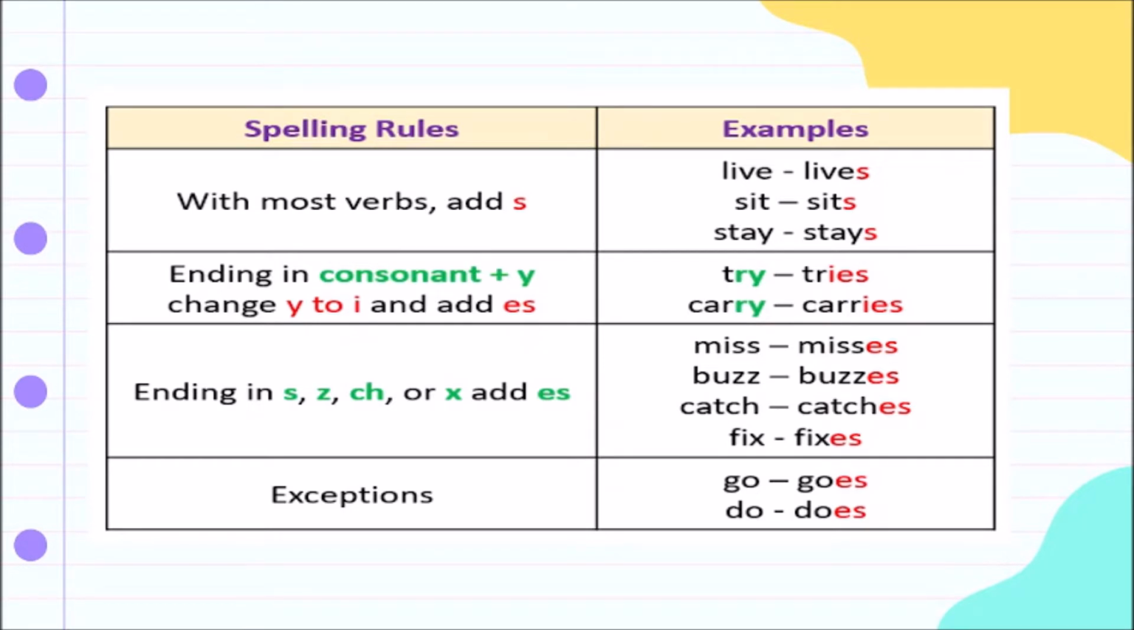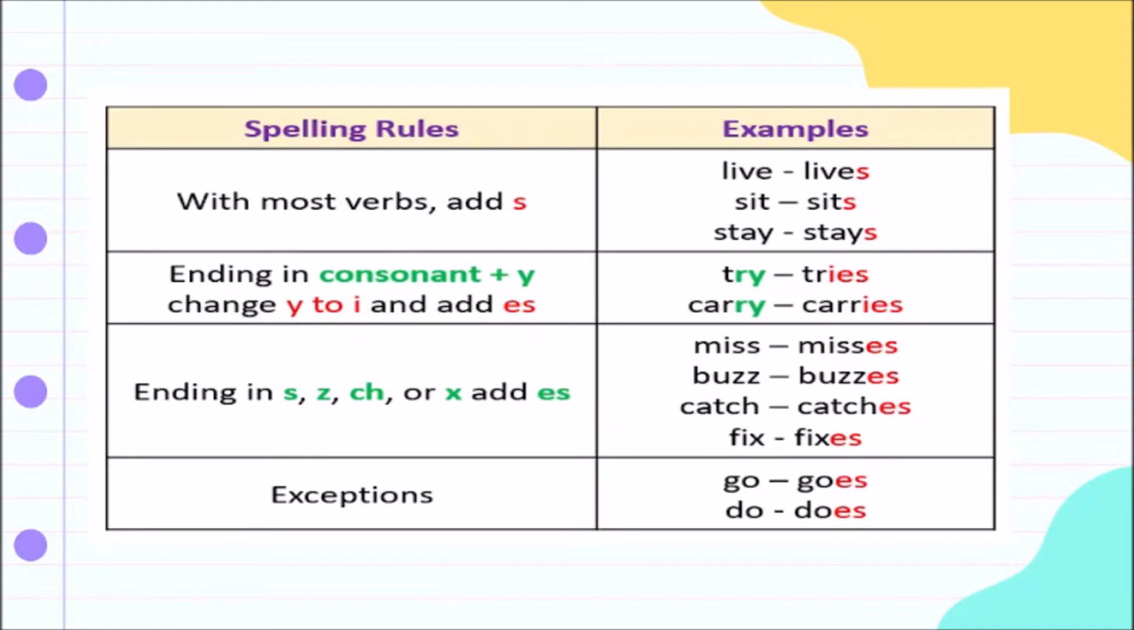So here are the spelling rules that we use for the verbs in present tense. With most verbs, we simply add s. Ending in consonant plus y, we change y to i and add es. Ending in s, z, ch, or x, we add es. But we have some exceptions. For go and do, we add es.